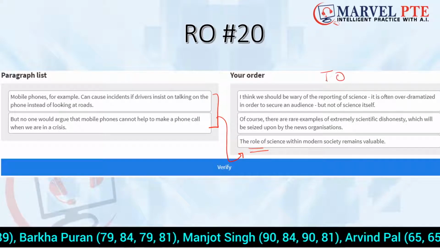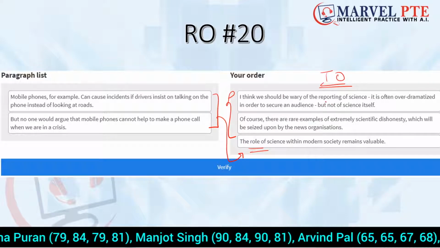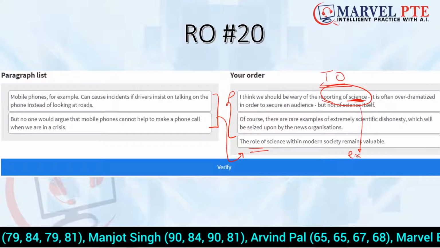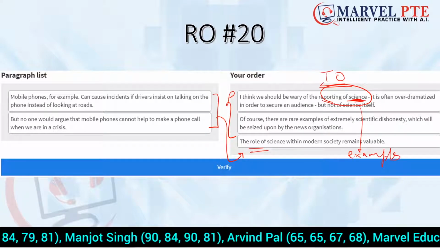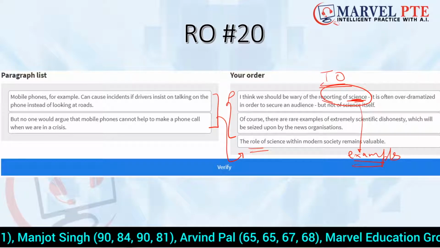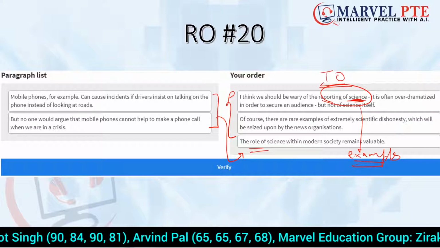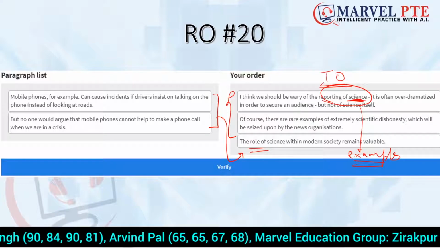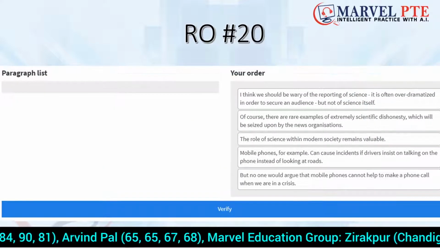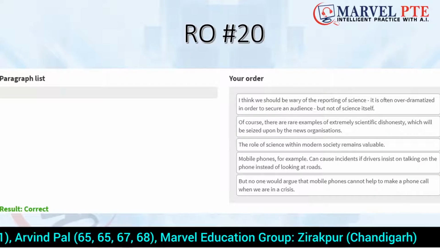But depending upon our TO strategy, first over here we are talking about the main topic, which is reporting of the science. And then we are going to give the example. All these rules we teach to our students when they take online coaching from us or in institute coaching. We tell them everything in detail. These are the shortcuts or hacks which are going to help you to secure your numbers for 79 plus in reading. And we are moving on. Let's see if the answer is correct. Yes, this pairing order is correct.